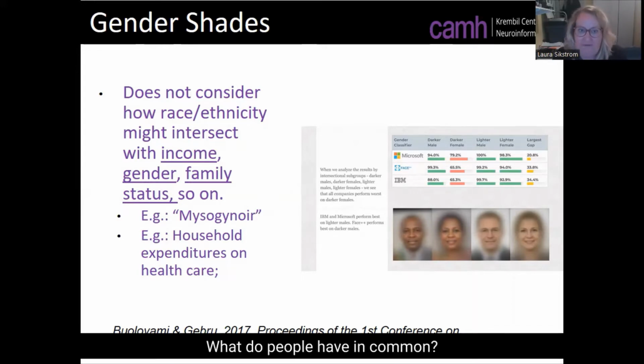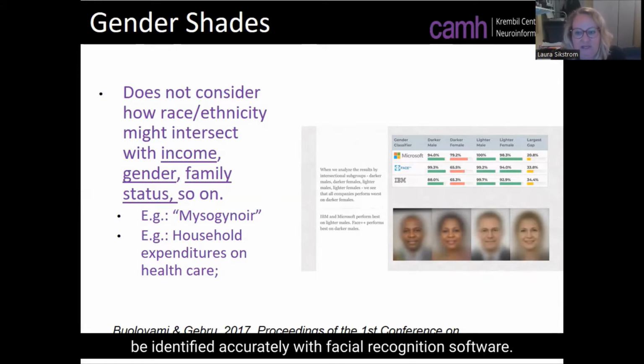What do people have in common? And of course, I think everyone here is likely familiar with the Gender Shades Project, which did a great job at illustrating the value of cutting the pie in a more fine-grained way. Right? In this study, for those who aren't familiar with it, there's a great documentary called Coded Bias, where darker skinned females were less likely to be identified accurately with the facial recognition software.